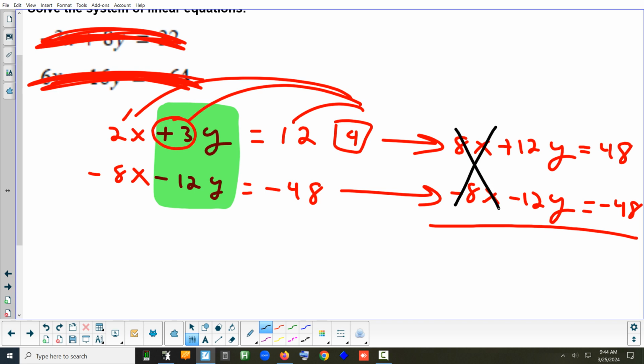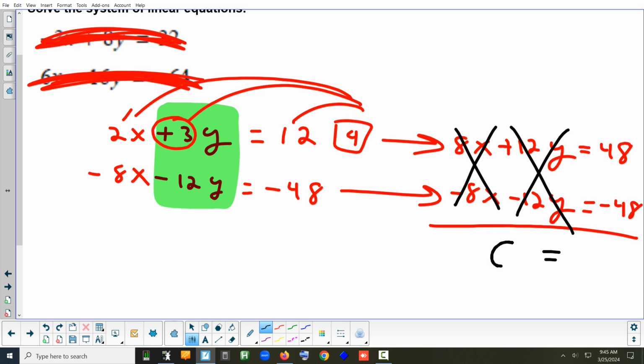What's 12y plus negative 12y? Cancels. That cancels. Okay. Once that happens, you now know it's a special case. Okay? It's going to be one of two things: no solution or infinite solutions. That's the only thing that can happen now. What's left on this side?